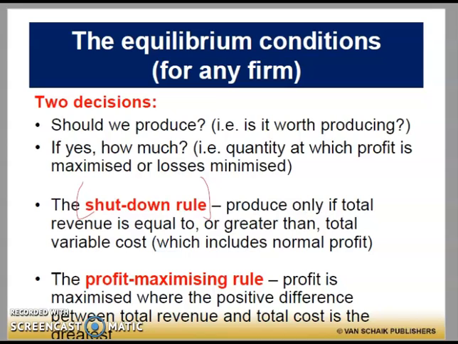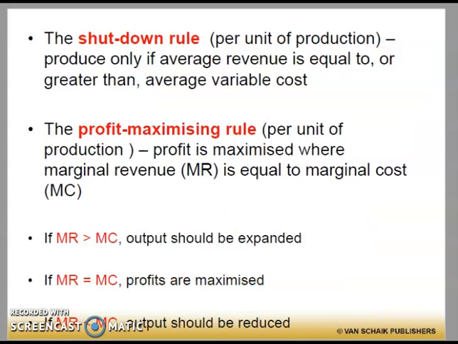Since profit is the difference between revenue and cost, it is obvious that profits are maximized where the difference between total revenue and total cost is the greatest. However, it is usually more useful to express the profit maximization condition in terms of the revenue and cost per unit of production. The rule is that profit is maximized where marginal revenue is equal to marginal cost. And the summary of the different conditions is outlined here.